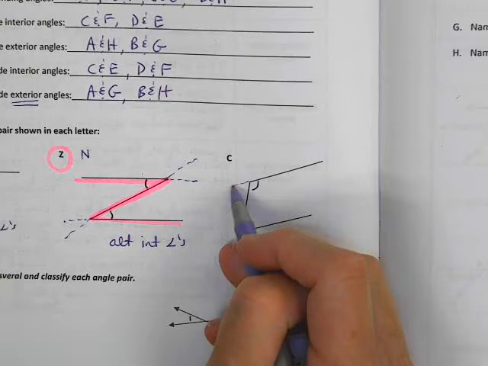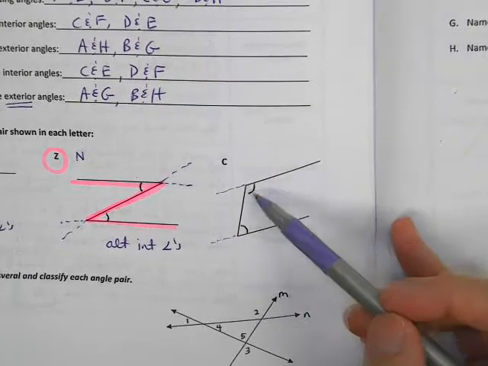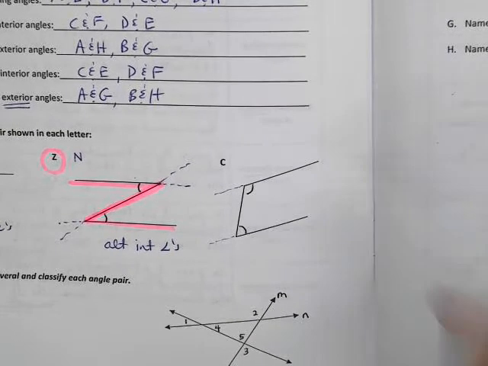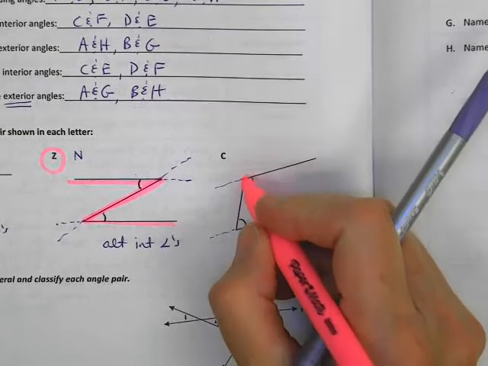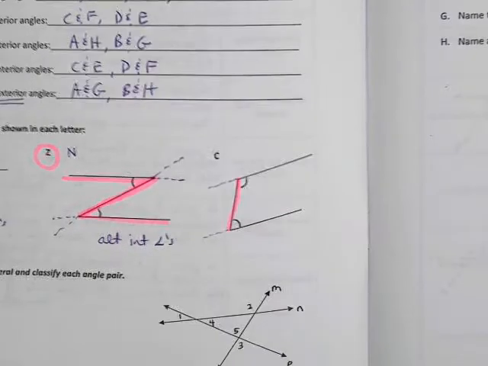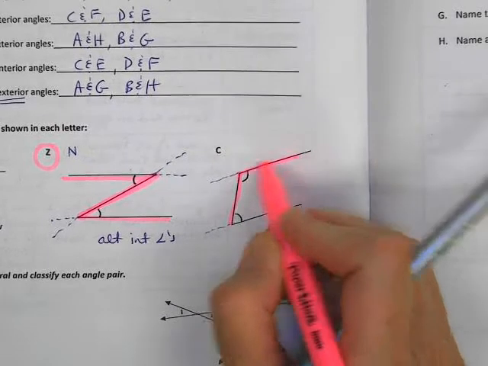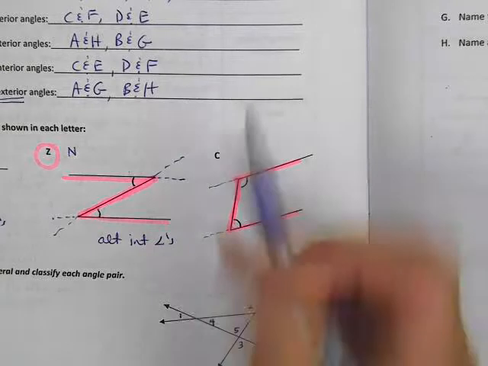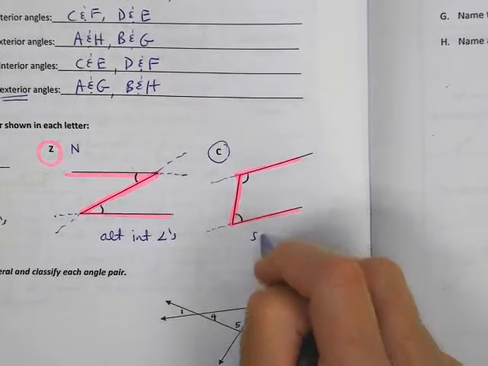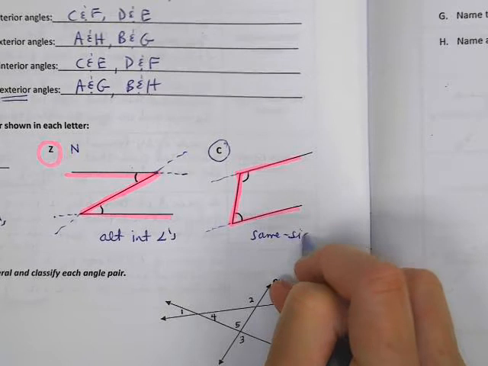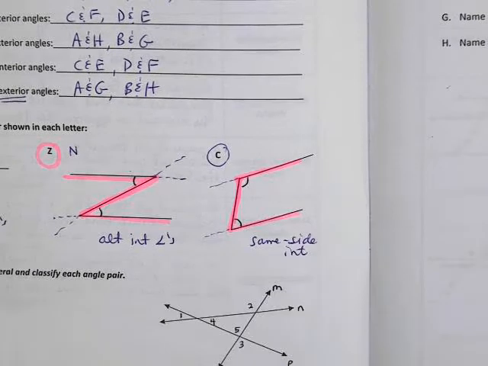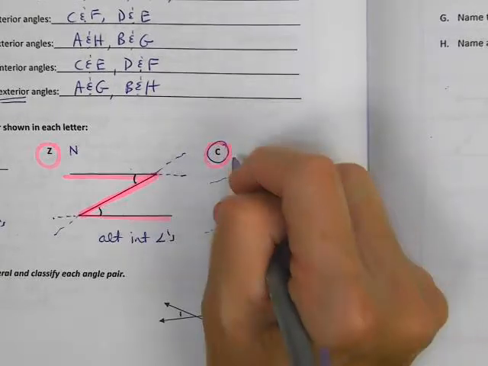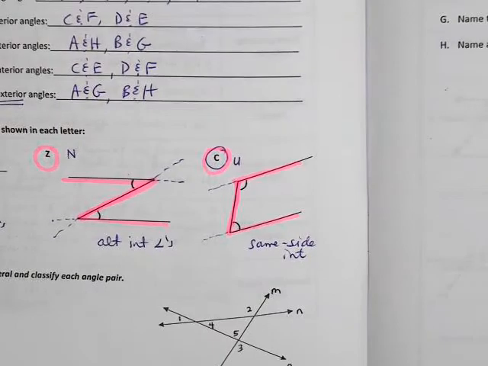If I extend these lines, hopefully you can see it. These two angles are between the two lines and they're on the same side of this transversal. All right, if this is the transversal, they're both on the right side. If I just trace the two angles, I trace that angle, I trace this angle, you can see we have a letter C. Those were same side interior angles. And again, we're focused on that letter C. It could be a U also if you're looking at it sideways.